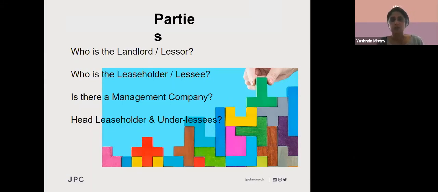So it could be the landlord, the lessee, the management company, the right to manage company, or you could in some instances be acting for either a right to manage company or a head landlord or an under lessee, etc. So really important, first thing as property managers, understand who your client is.